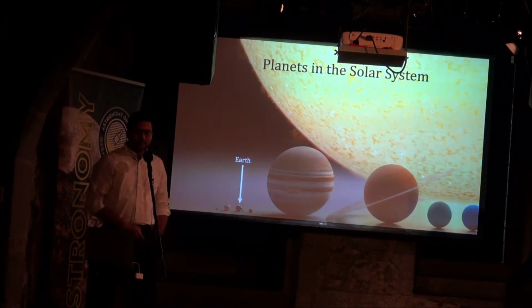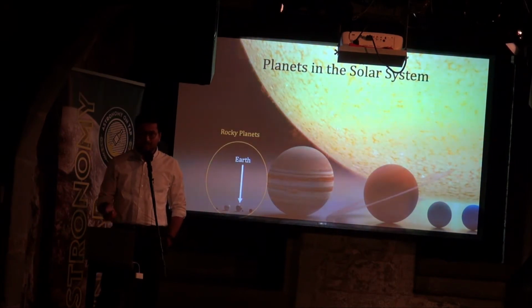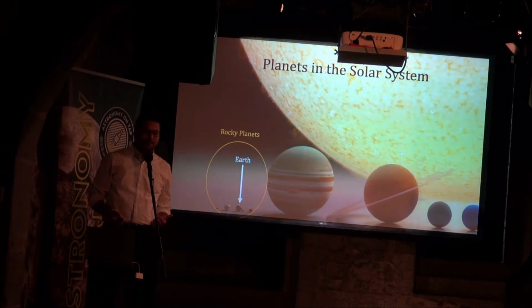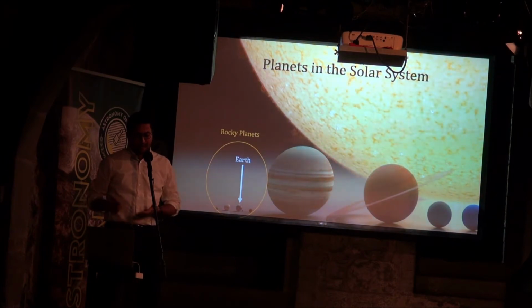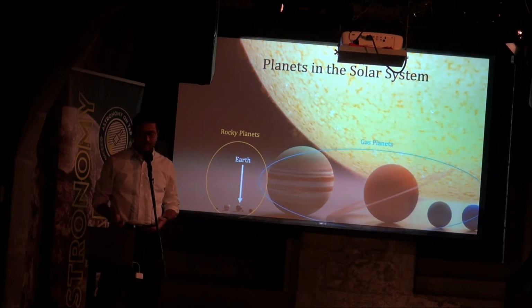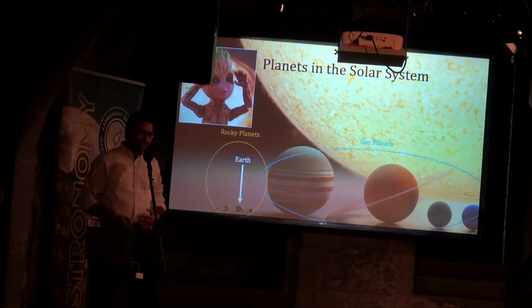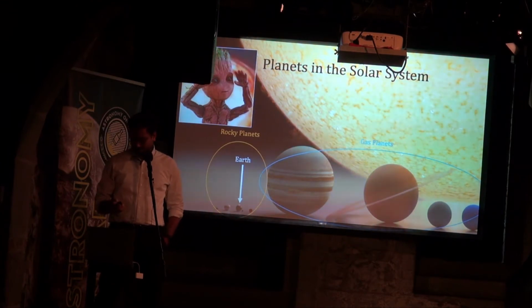And the inner 4 planets are rocky planets, and they mostly have solid surfaces, and that's why they are called rocky. And the outer ones mostly have gas, and that's why they can be classified as gas planets. And of course, I'm interested in the rocky ones. You know why? There's some growth out there.